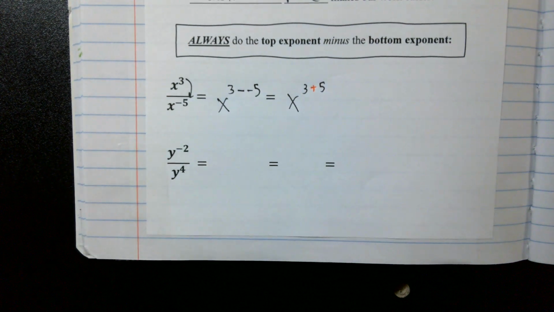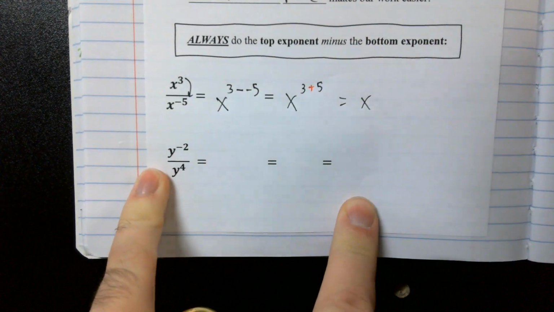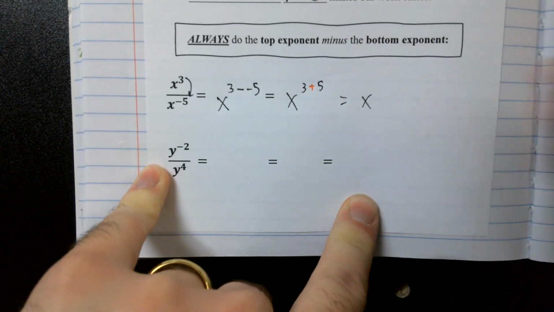So now, even though this is the quotient rule and we're subtracting, because we're subtracting a negative number, those two minus signs turn into a plus. Now we're just adding. What would my answer then be here? X to the power of what? 8. Great job.